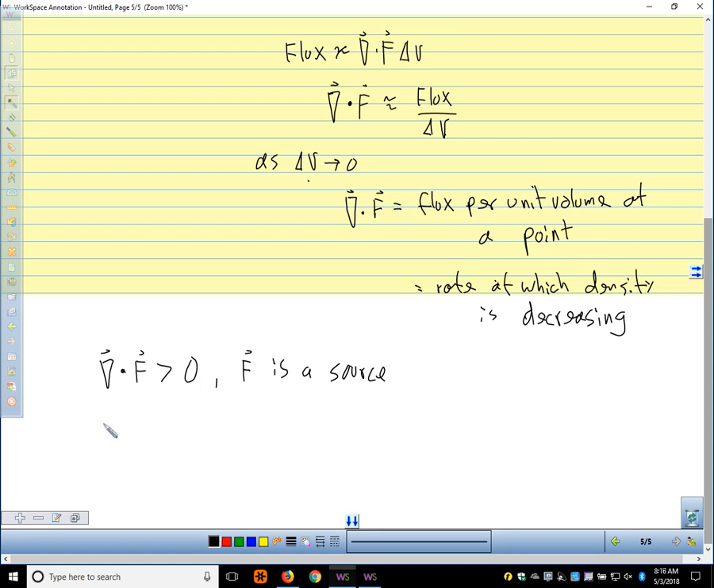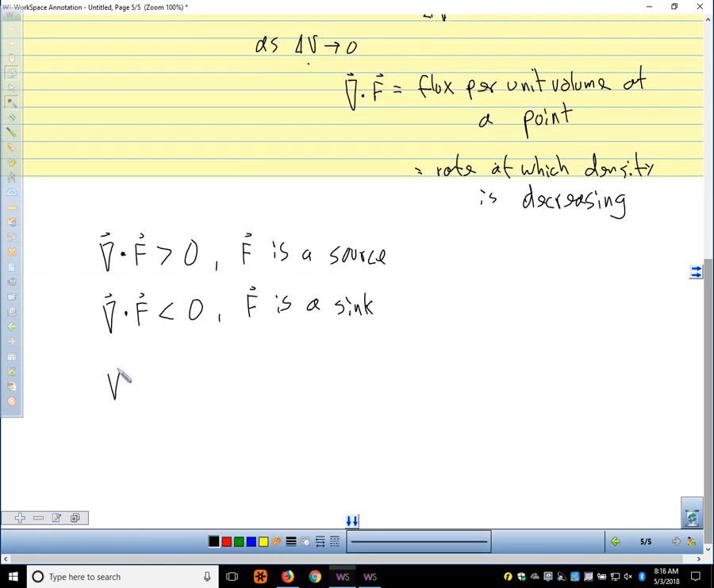If del dot F is less than 0, we call F a sink. So when you have in your computer, they call them heat sinks. That's the idea of a sink. Sorry, I pointed my inequality the wrong way. Del dot F is less than 0. F is a sink, so that means that something is flowing away. So a heat sink in your computer is something that's letting heat flow into it. It's sinking the heat. It's taking the heat into itself.